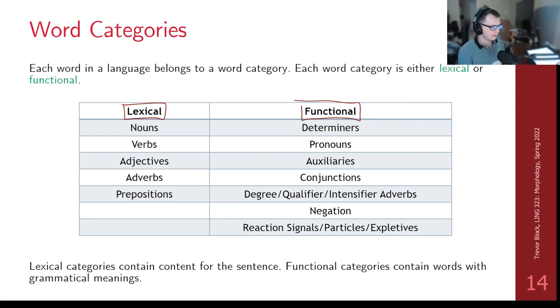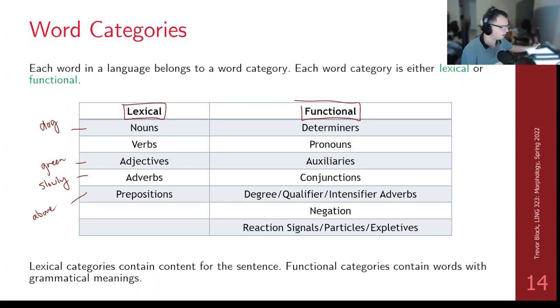Lexical words are defined as having content or meaning. So usually this means that you can visualize it in the real world, that thing on its own. If you think about dog, you can visualize a dog in the real world. If you think about something that's green, you can think about something green. If you think about the word slowly, you can think of an action and imagine it happening slowly. Prepositions, if you say a word like above, above the stove, you can visualize that. It's a relation.